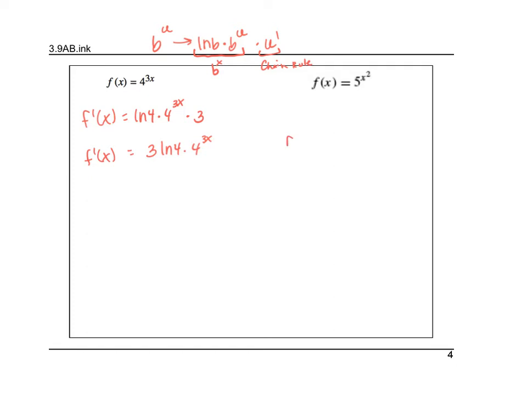Okay, so the second one, same idea. F prime of x, right? ln 5 times 5 to the x squared times 2x.